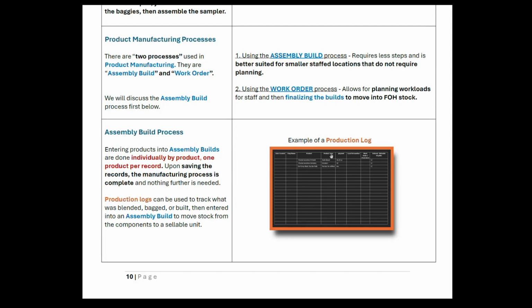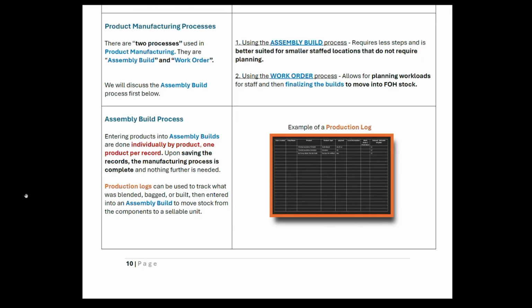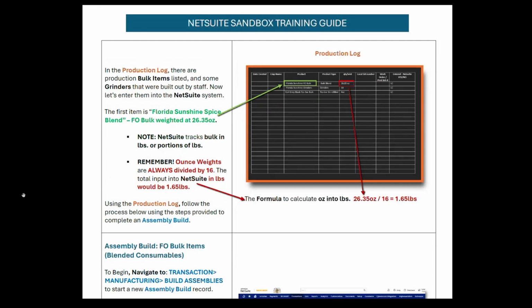Now, just a note, if your bulk blended items are listed in ounces, you'll want to divide by 16 before entering in the system to get the pound weight. All other items like samplers, recipe bundles, baggies, shakers, grinders will all be tracked in eaches. Utilizing the production log, again, you're going to track in NetSuite in portions of pounds. So you'll want to make sure again to divide by 16. And we leave a little reminder at the bottom here for you.